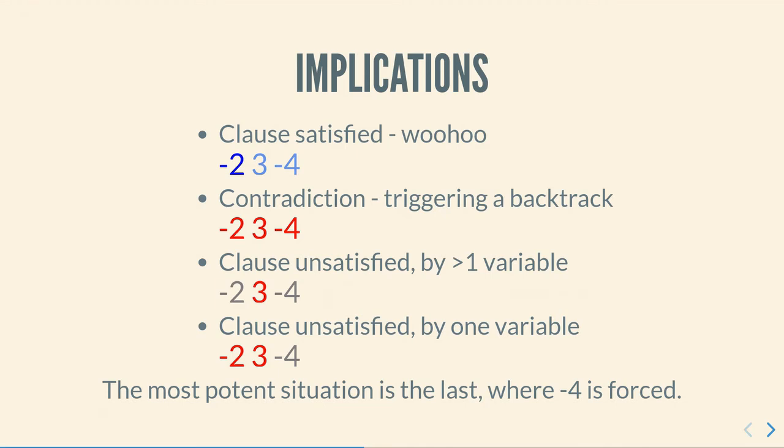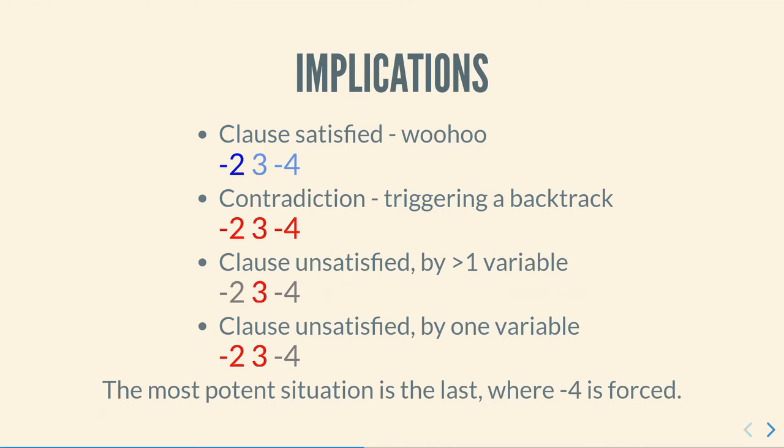But there are 2 subcases as well. The clause can be not yet unsatisfied, or satisfied by more than one variable. For instance, if we had the clause not 2 or 3 or not 4, and 2 and 4 were unassigned variables, but 3 was assigned to be false, then that clause could yet be made satisfied by assigning the variables 2 or 4 to their respective values.